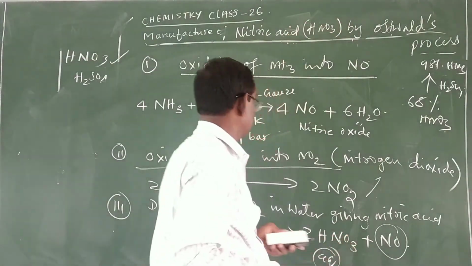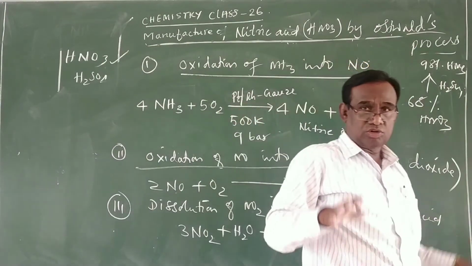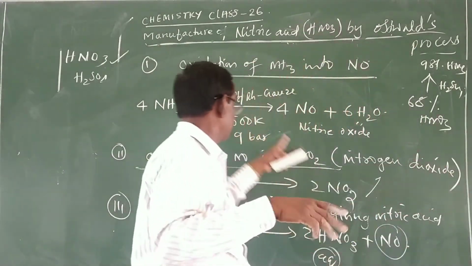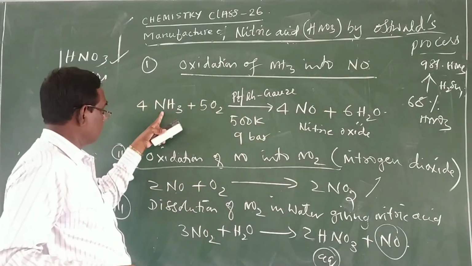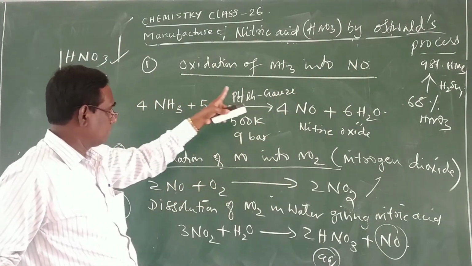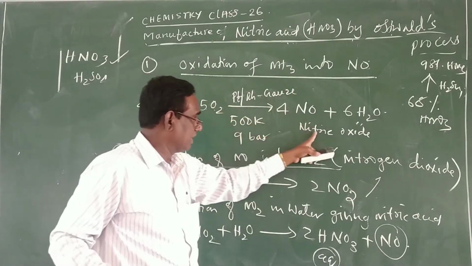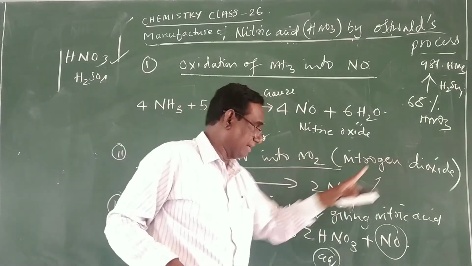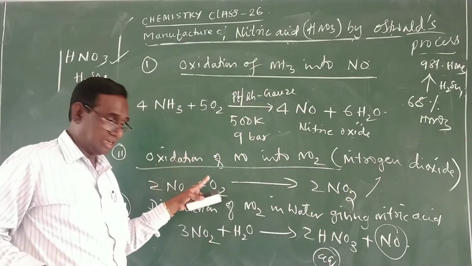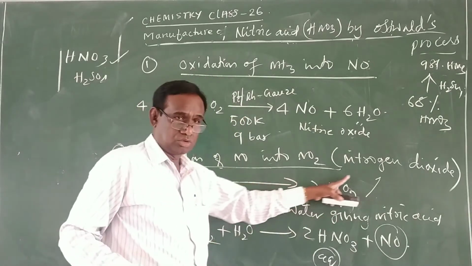Once again, nitric acid is manufactured by the Ostwald process, which involves 3 steps. The first step is oxidation of ammonia into nitric oxide. Ammonia undergoes oxidation with air in the presence of platinum-rhodium gauze catalyst at 500 K and 9 bar pressure, giving nitric oxide. Second step, oxidation of nitric oxide into nitrogen dioxide: 2NO plus O2 gives 2NO2.